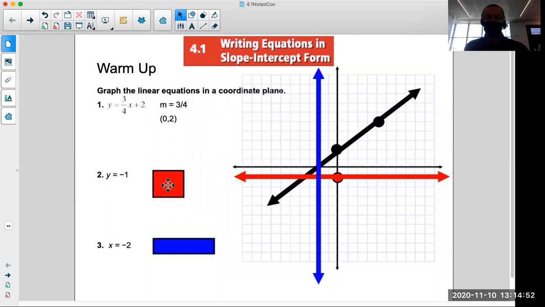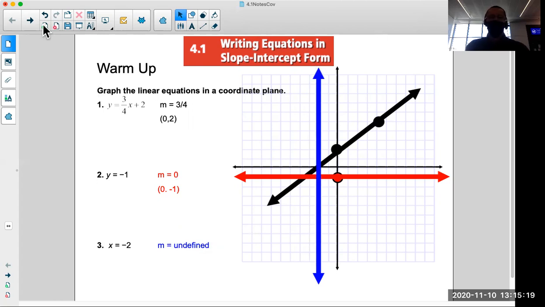Okay, hopefully for this one, number 2, you recognize it's y equals -1, which means it is a horizontal line with every single point having an ordinate, a y coordinate of -1. And then for x equals -2, we know that that is a vertical line with every single point on the coordinate plane that has an x value, an x coordinate of -2.